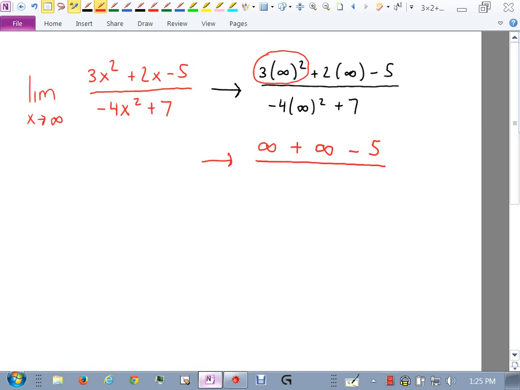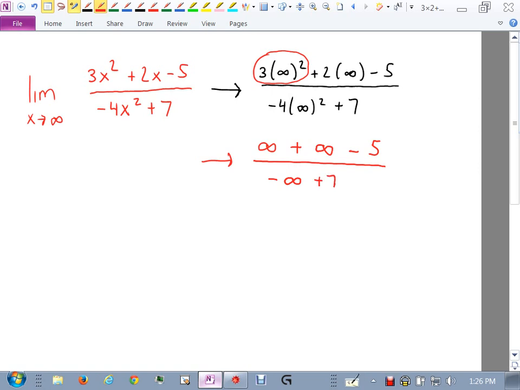Then over what? Infinity squared is infinity, but then negative that should be negative infinity, shouldn't it? But negative infinity is not a small number. It's a huge negative number. On the x-axis, infinity is way to the right, negative infinity is way to the left. And then I have plus 7. Do you think that has any effect on it?